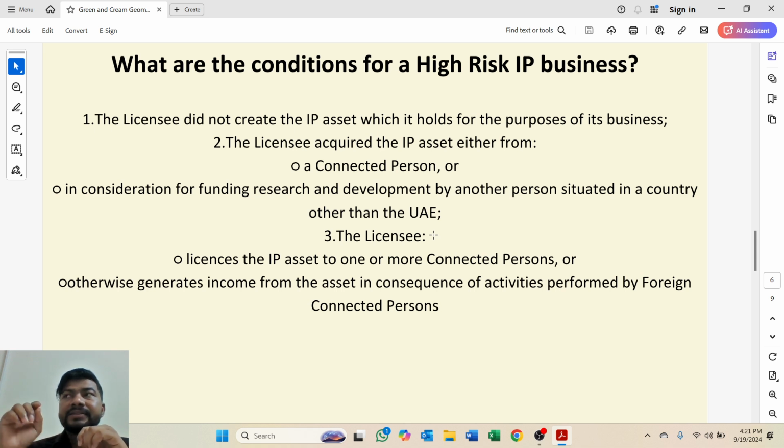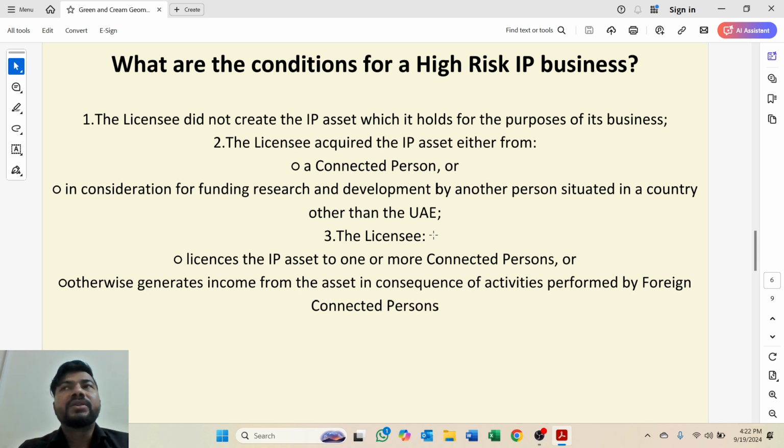The other condition is that the licensee, ABC Limited, either licenses to other connected persons, me or a director or any person, and earns revenue, or generates revenue from that person. Suppose I am in India, so I will be a foreign connected person, and I do some activities there in India. In that case, the revenue is earned from the activities performed by me, the foreign connected person. So here there are three conditions.